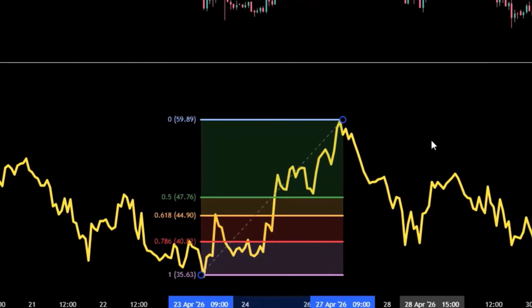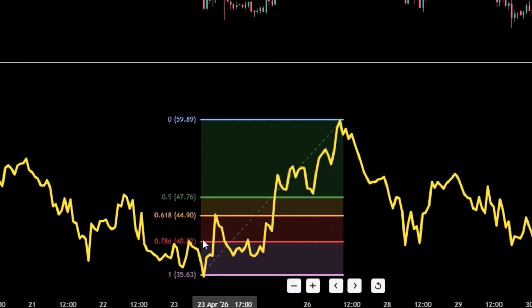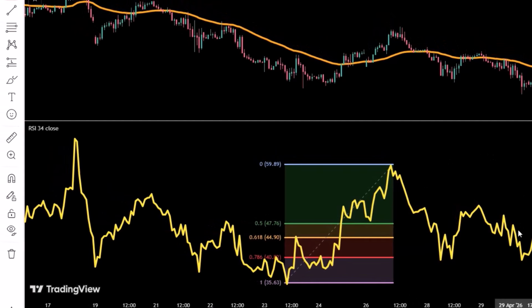These 3 levels represent different pullback depths. The 50% level represents a relatively shallow pullback. The 61.8% level represents a deeper pullback, and the 78.6% level represents an even deeper pullback. Remember, touching a Fibonacci level isn't enough. We need to see RSI react and wait for confirmation before entering. We'll go through the exact entry rules later in the video, but for now, let's put all 3 tools together and walk through a real buy setup.